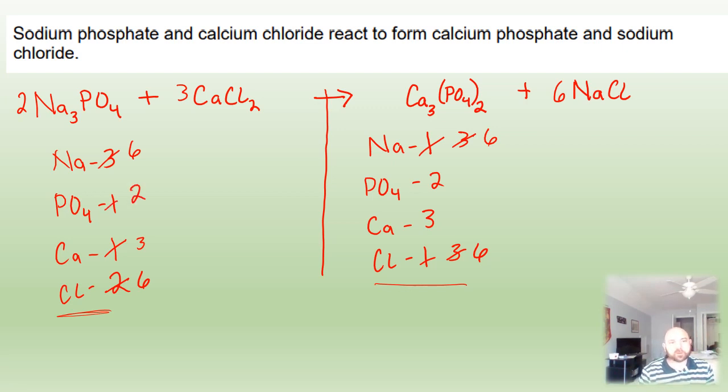And so if I compare the columns now, I see 6 sodium atoms on either side, 2 phosphate ions on either side, 3 calcium atoms on either side, and 6 chlorine atoms on either side. If I check my coefficients here, 2, 3, 1, and 6, because there's a 1 there, there is no other common denominator that we could reduce these by. So everything is balanced and the coefficients are in the lowest form, so we could call this the balanced form of the reaction between sodium phosphate and calcium chloride to produce calcium phosphate and sodium chloride.